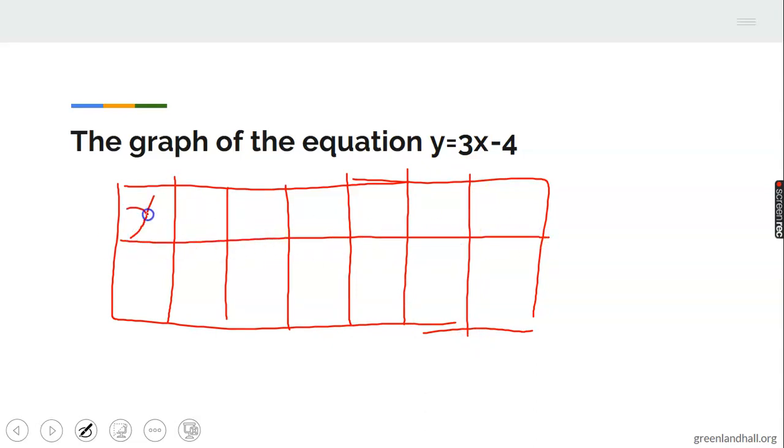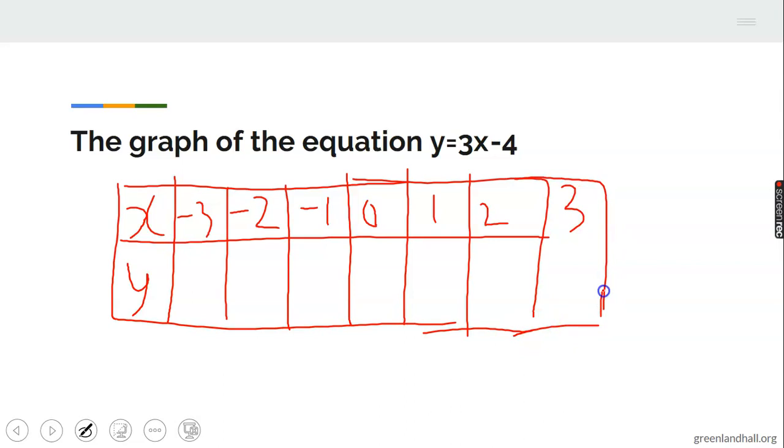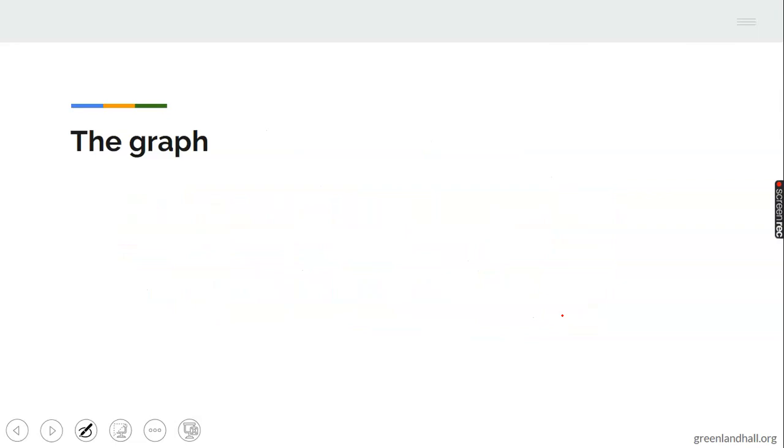We have x and we have y. -3, -2, -1, 0, 1, 2, 3. Okay? So to any value, you have -13, we already have that, -10, -7, -4, -1, 2, and 5. Now, since you have your graph book there, just plot the graph accordingly.